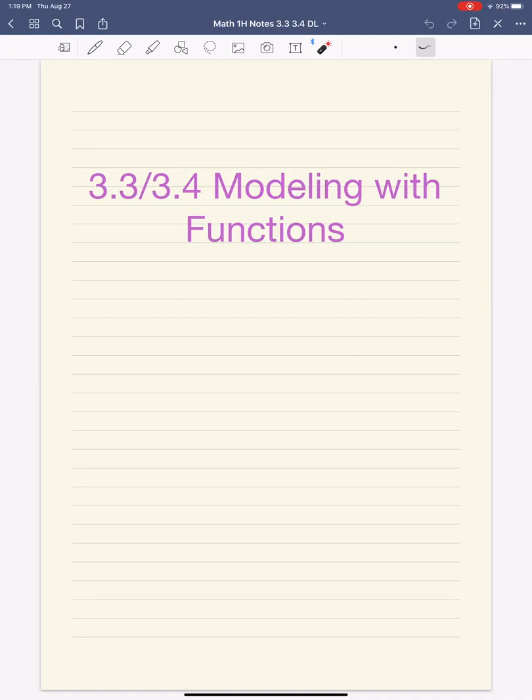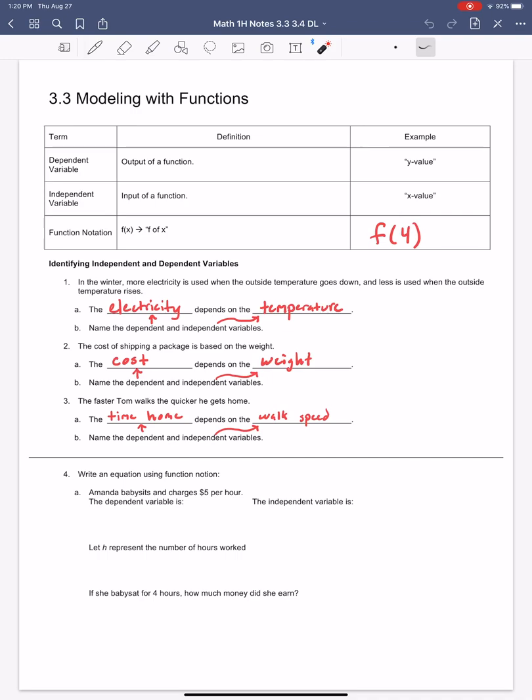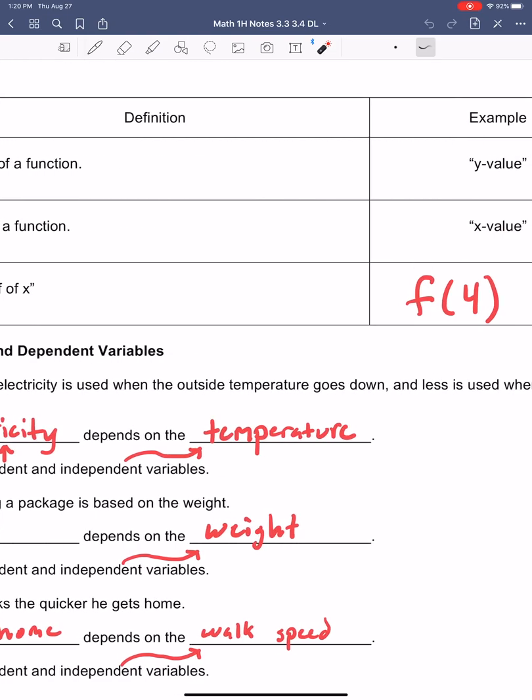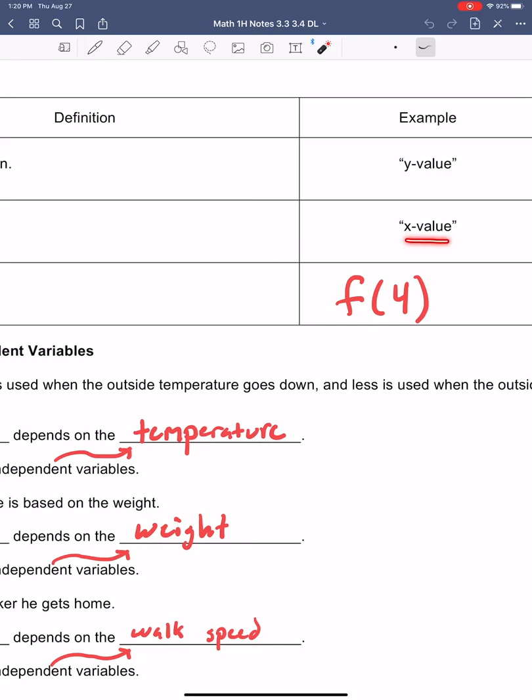Lesson 3.3/3.4, which is modeling with functions. We'll start with a couple of vocab words here. The first one is a dependent variable, and this is going to be an output of our function. Normally the dependent variable is going to be our y value. The next one that we have is an independent variable. This is the input of the function, and this is going to be our x value.